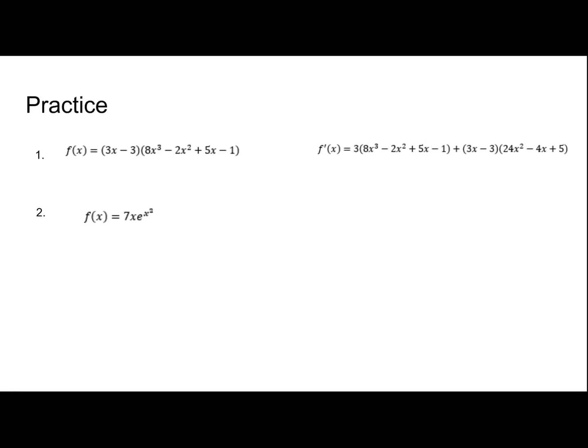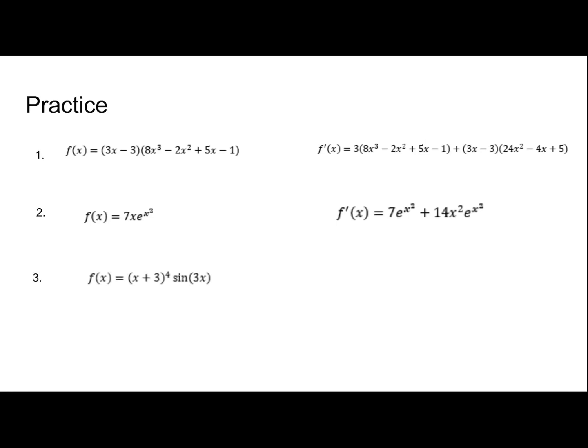Right, so for this question, we can once again identify our two parts. Our first part is 7x, and our second part is e to the power of x squared. The derivative of 7x is just 7, and the derivative of e to the power of x squared is 2x times e to the power of x squared. Therefore, our derivative would be 7 times e to the power of x squared plus 7x times 2x e to the power of x squared. If we multiply 7x and 2x, we get 14x squared. So our final answer is f dash of x equals 7 e to the power of x squared plus 14x squared e to the power of x squared.